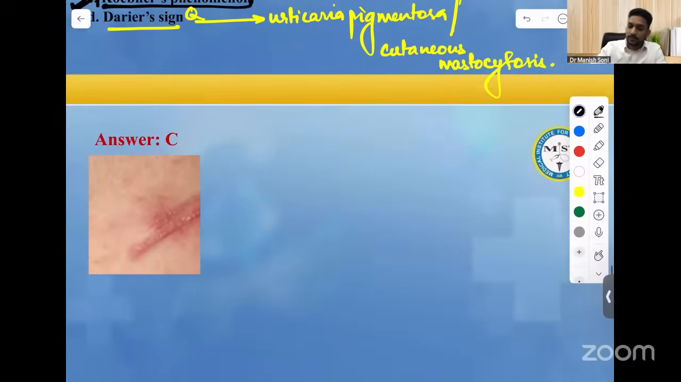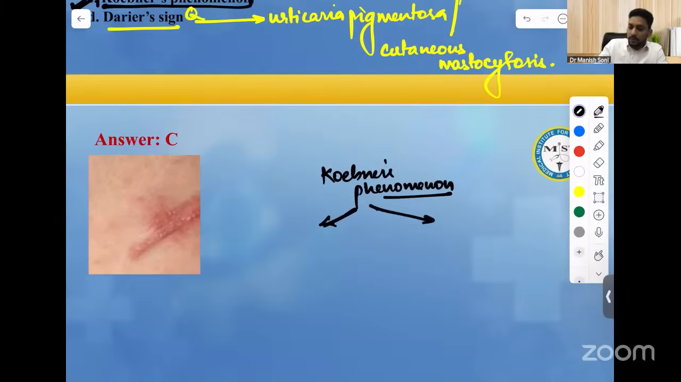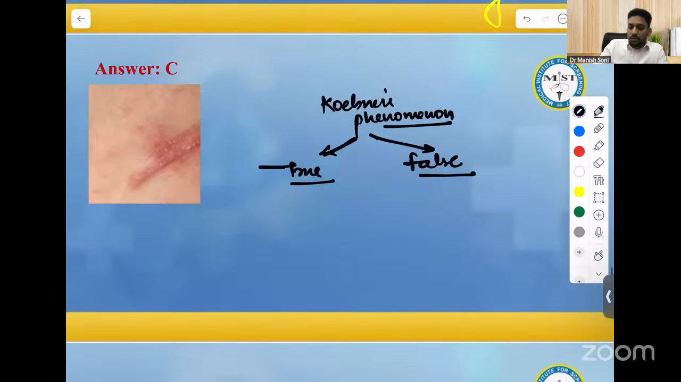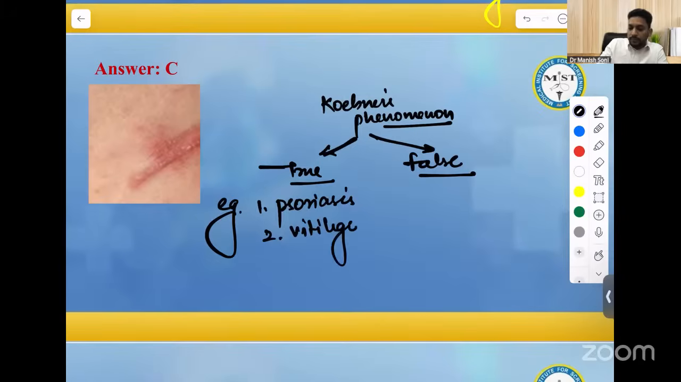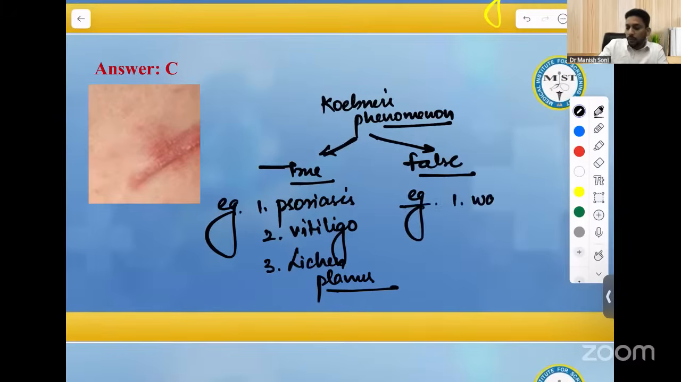Remember, Koebner's phenomenon can be of two types: true Koebner's and false or pseudo Koebner's. True Koebner's is seen in psoriasis, vitiligo, and lichen planus, while false Koebner's is seen in warts and molluscum contagiosum.